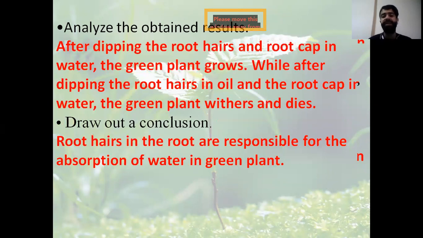So here, analysis. After dipping the root hairs and the root cap in water, the green plant has normal growth. However, dipping the root hairs in oil and the root cap in water, the green plant withers and dies. Through the conclusion, root hairs in the root are responsible for the absorption of water in green plants. So please be careful during the next process.